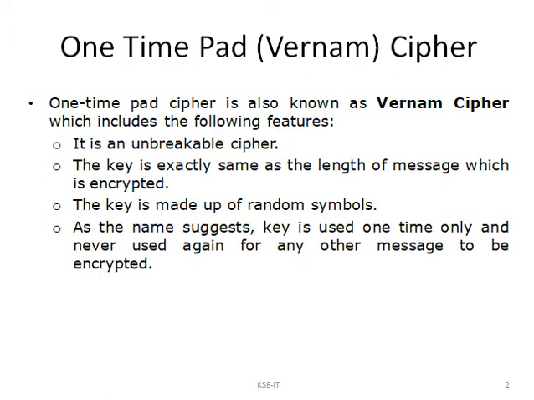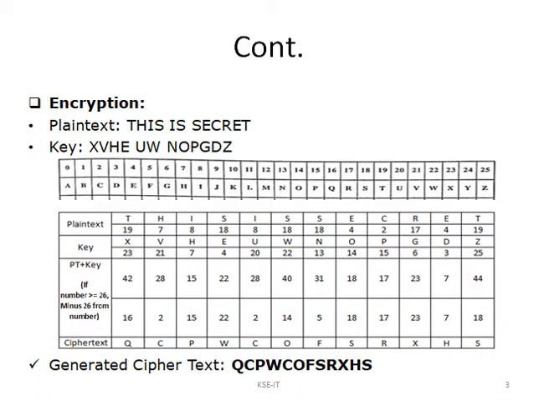The key is exactly the same length as the message which is encrypted. Here the length of plain text and the length of key should be same. The key is made up of random symbols. As the name suggests, the key is used one time only and never used again for any other message to be encrypted. So this kind of cipher will be used for military applications in which the key is used only one time. Let us see how the encryption should be performed using one-time pad cipher.